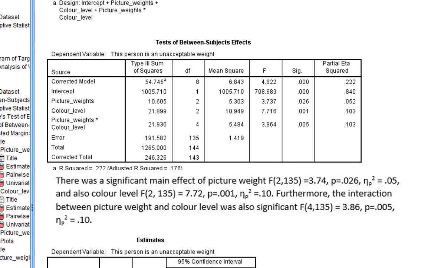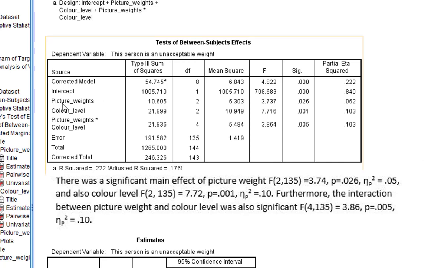So this is all very well, but as we know from previous weeks, just saying there's a significant main effect of an independent variable is not enough. This just merely says, for example, that colour level in some way influences responses on that dependent variable. It doesn't say which colour levels significantly differ from each other. We need to do further analysis to work that out. And of course the same thing applies to picture weights and the interaction between the two.